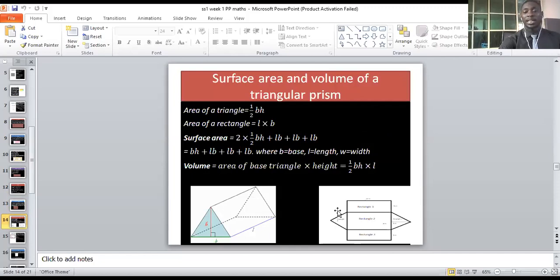So the surface area will be given as the area of this triangle, and this one, 2 times 1 over 2 base times height, plus the length and breadth of all the 3 rectangular sides. Some questions will be given all rectangular sides and you are asked to find the surface area. This is how you find it.